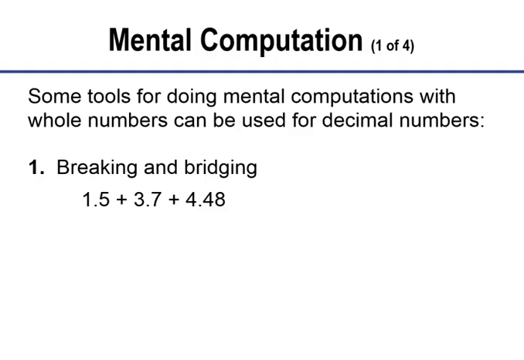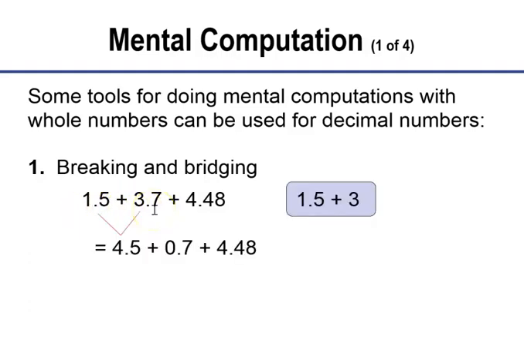So when they say breaking and bridging, you're breaking up some of your add-ins here. Okay, so what we're doing is we're going to take 1.5 plus just the 3. Okay, that's the breaking up, right? So 1.5 plus 3, it's typed up over here for you, is 4.5. Now the bridge is you still have a 0.7 going on over here and a 4.48. Okay? But that's pretty easy to do in our head. Now you got to keep up with all this in your head. That's where it can be a challenge. What should we do next?